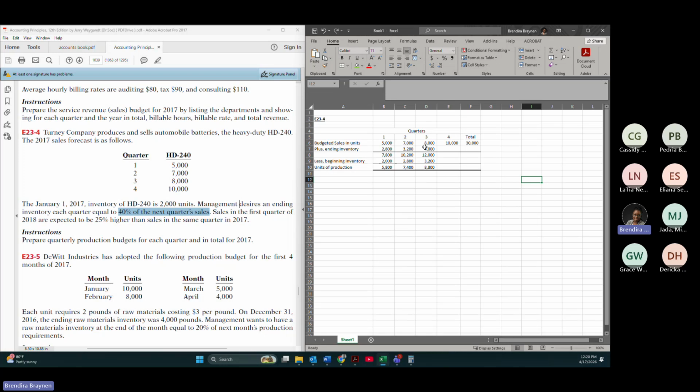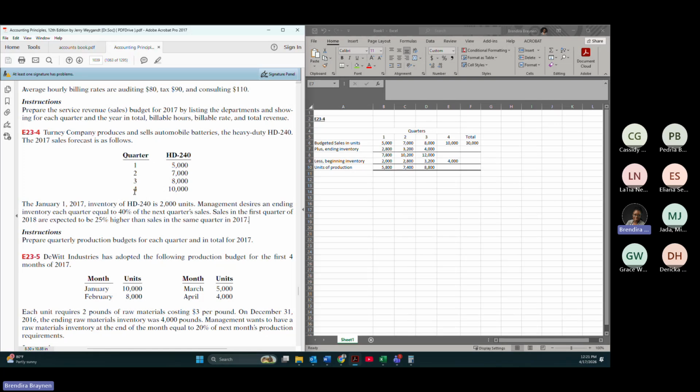Going on to quarter four, same concept. If I ended with 4, I'm starting the new quarter with 4, so 4,000. And then they told me, because they didn't give me quarter one here, that sales in the first quarter of 2018, which if we're doing 2017, then the next year should be 2018, are expected to be 25% higher than sales in the same quarter in 2017. So they didn't outright tell me the sales, but they gave me the information to figure it out.